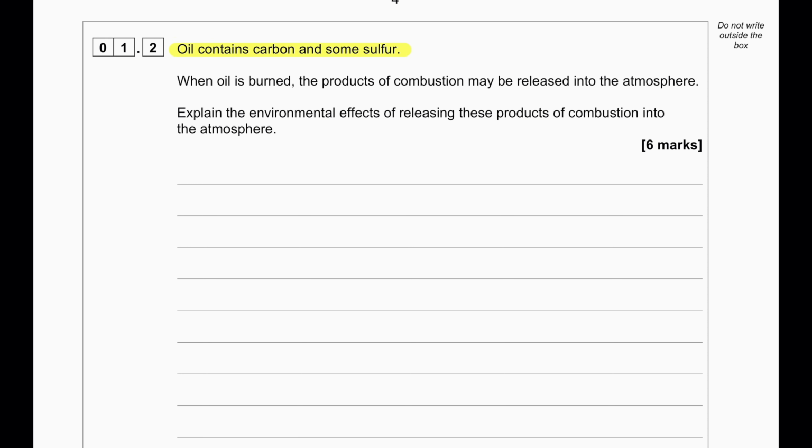Oil contains carbon and some sulfur. When oil is burned, the products of combustion may be released into the atmosphere. Explain the environmental effects of releasing these products of combustion into the atmosphere.